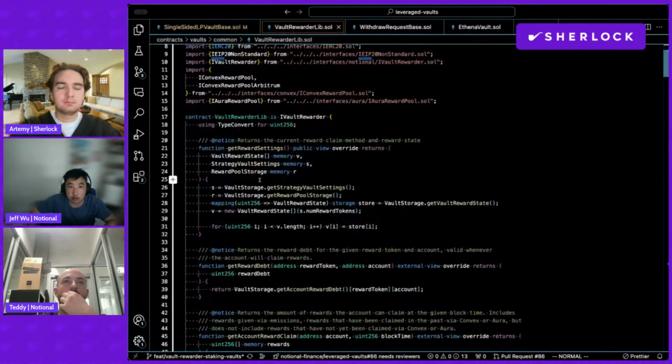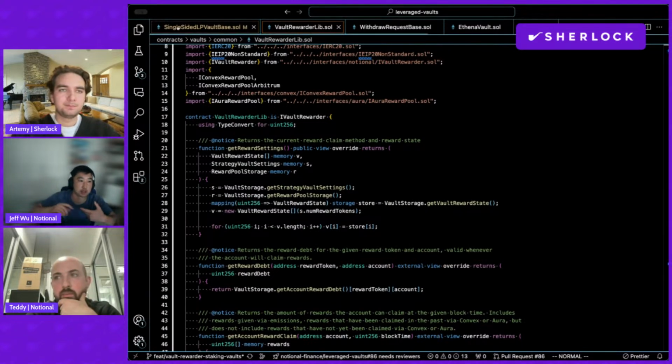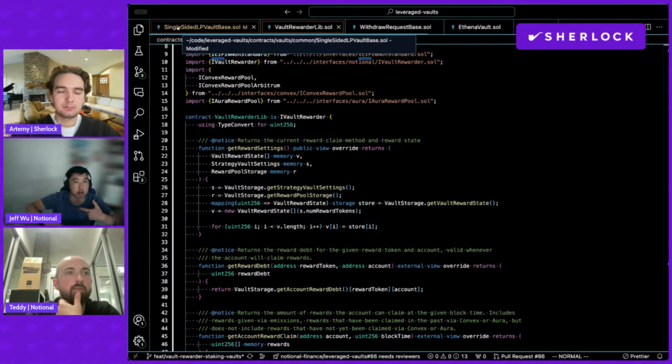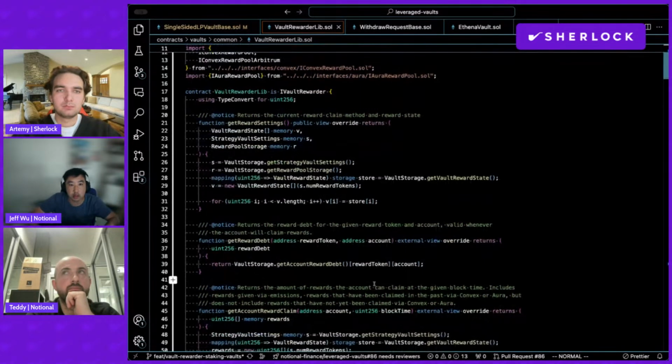Inside the Vault Rewarder lib, the architecture here is that this Vault Rewarder lib is going to be a library. It's going to be deployed, with one instance of this contract deployed on a given chain. And the single-sided LP vault base is going to do delegate calls into this. So this contract is going to have access to the storage and tokens on the calling vault. This code is not going to be inside of each vault individually.